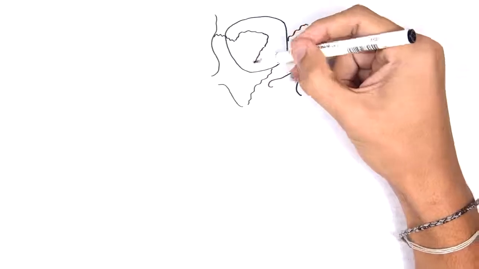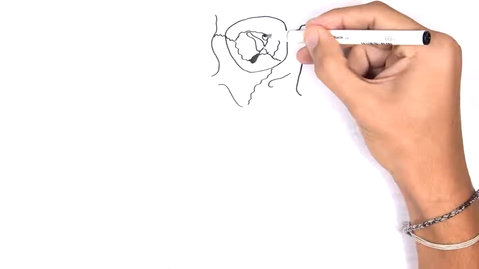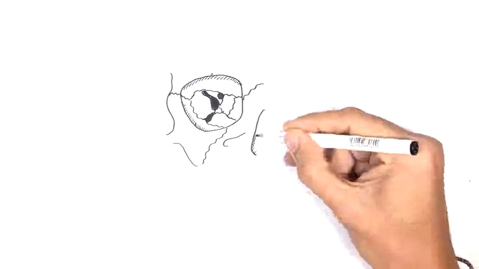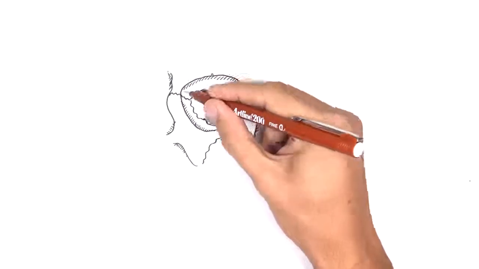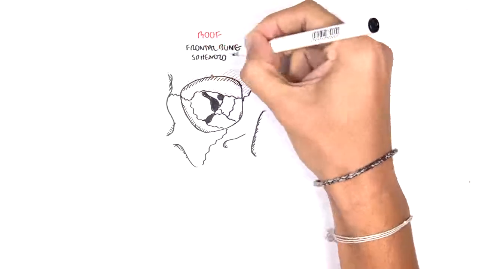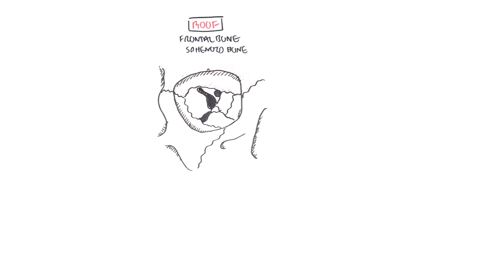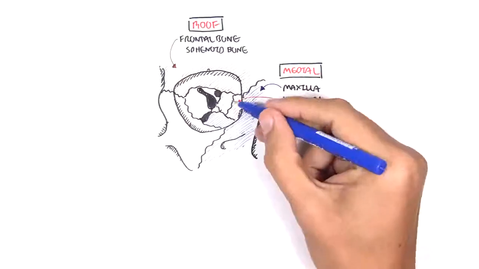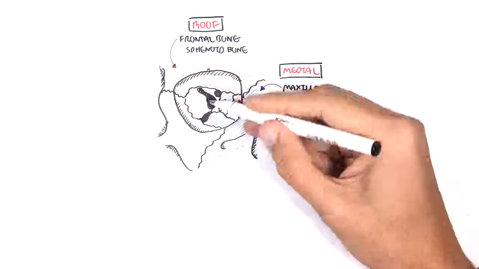So in this video, we're going to learn about the orbit of the eye. So here we can see the bones which surround and contain the eyeball. The bones of the orbit have boundaries. The roof is made up of the frontal and your sphenoid bone. The medial boundary, which is closest to your nose, is made up of mainly the maxilla, lacrimal bone, ethmoid, and a small part of the sphenoid, which is here, actually.